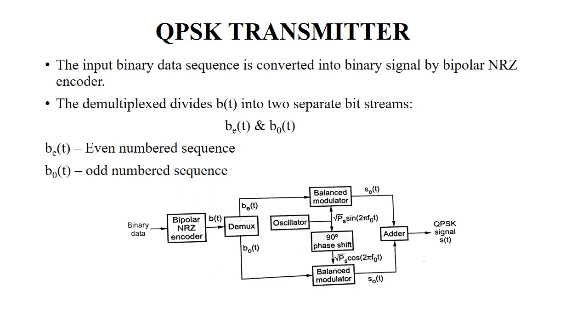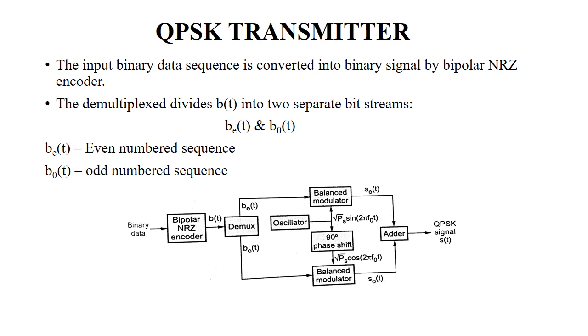Now we are going to see about the QPSK transmitter. In the QPSK transmitter, the input binary data sequence is converted into a binary signal by a bipolar NRZ encoder. Here we first have the input sequence, which is converted to NRZ type. The input binary sequence is called b(t), and it is represented by binary 1 as plus 1 volt and binary 0 as minus 1 volt.